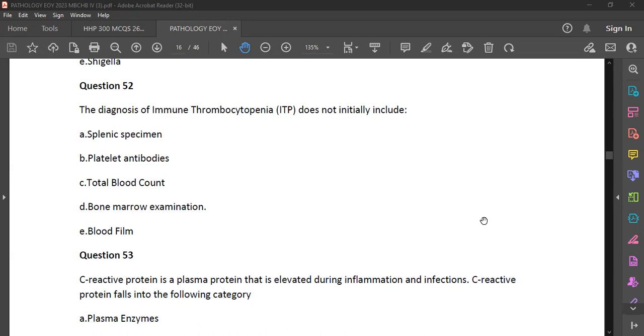So the initial diagnosis will not include a splenic specimen.